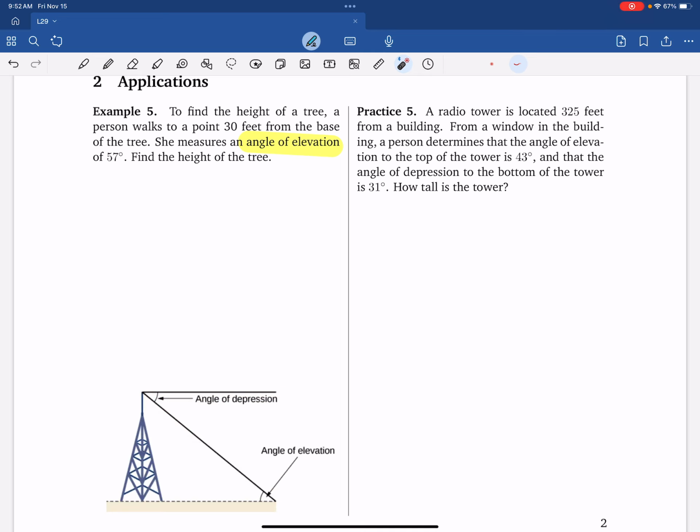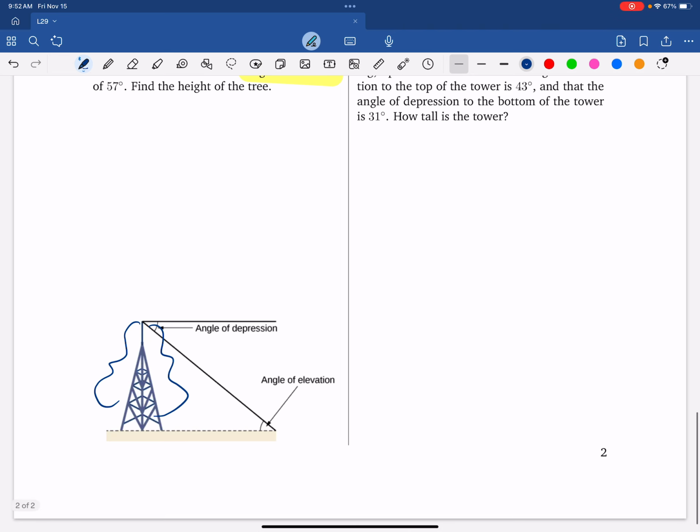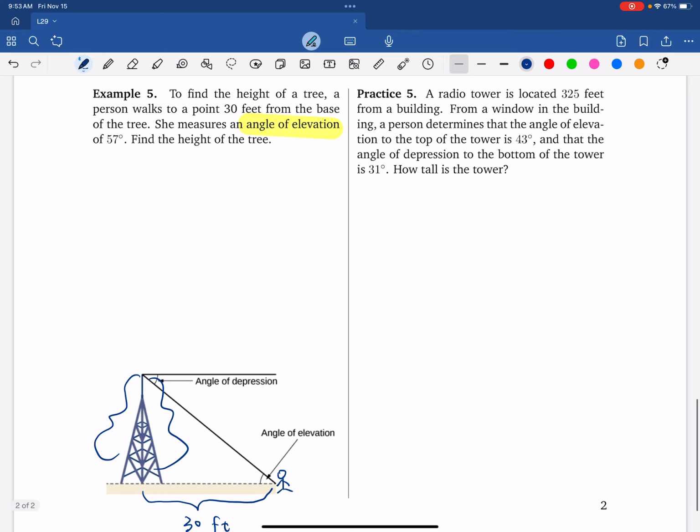Okay, now we know what they are. We could do a visual of this, right? So basically, I'm just changing this tower to a tree. I have a tree right there, and it says that you are 30 feet away from the base of the tree. So let's say this is the base of the tree, and this is where you are, and it's 30 feet in between you and the base of the tree. They also said that the angle of elevation is 57 degrees. So this is 57 degrees. And of course, we have a right triangle right here. So let's actually visualize the right triangle.